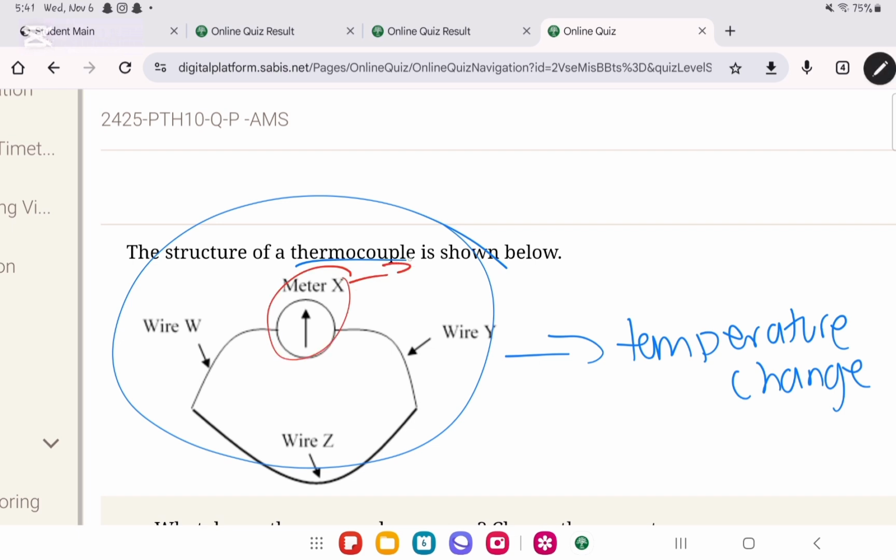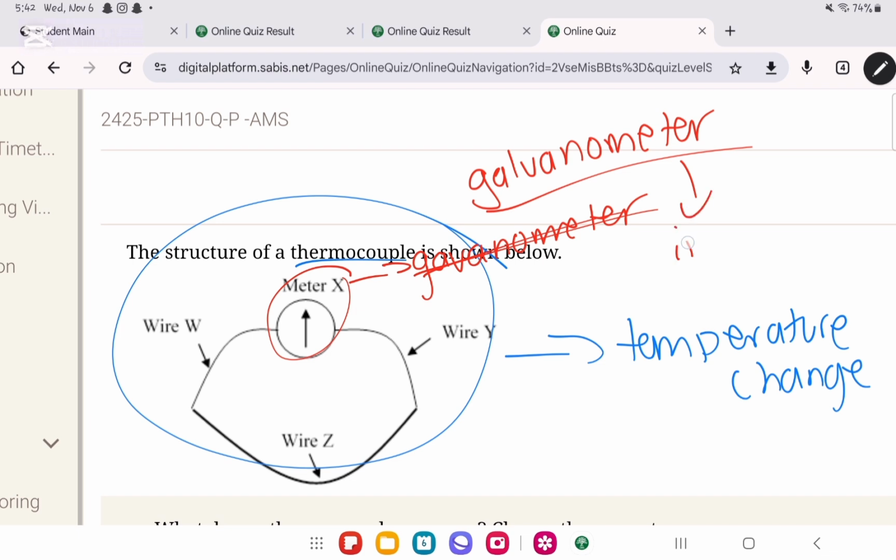We have meter X that we call a galvanometer. Meter X is a galvanometer. It is used only to measure if we have a current or not. So we use a galvanometer to see if we have a current or not. The thermocouple as a whole detects temperature change, whereas a galvanometer, which is meter X, is used only to see if we have a current or not.